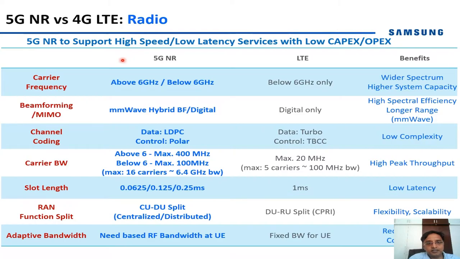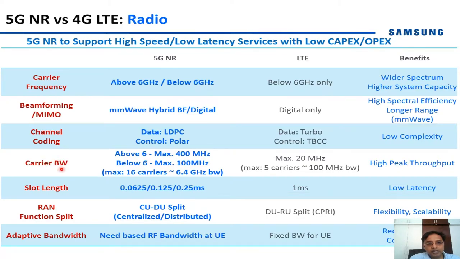This slide summarizes the differences between 4G and 5G in terms of the radio interface. And most of it we have covered. We've talked about the carrier frequency, how a wider spectrum is possible in the case of 5G. We discussed beamforming and MIMO. We discussed the channel coding. One thing that we've not yet discussed was the carrier bandwidth.